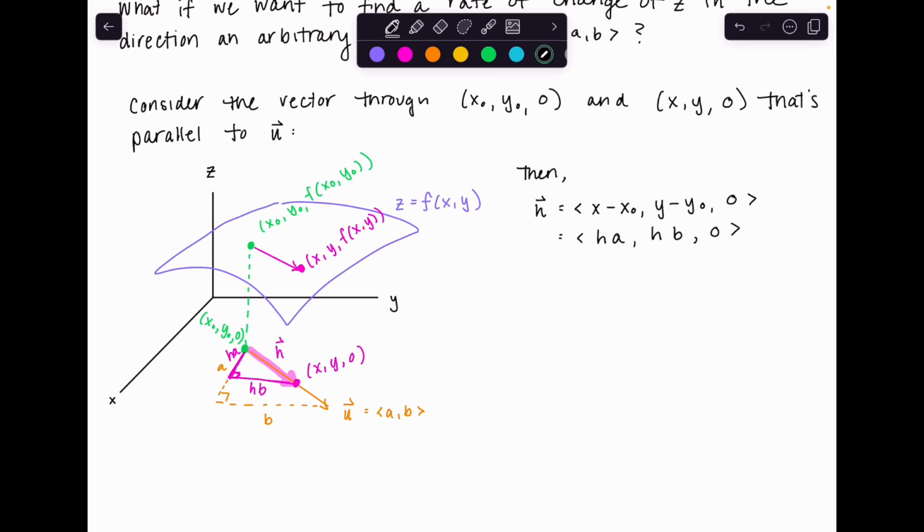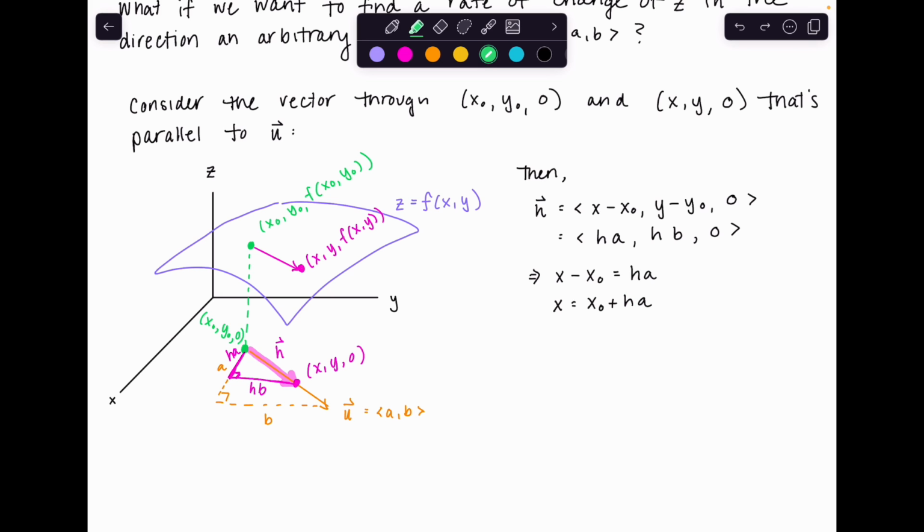So what I'm actually able to do is say these two components are equal to each other. So x minus x naught is ha, which ultimately means this x component of the point that's changing can be written as x naught plus some scalar multiple times a. So this is that unknown variable that I'm trying to let approach 0, because it's the distance between my two points. And that's what I want to calculate a derivative.